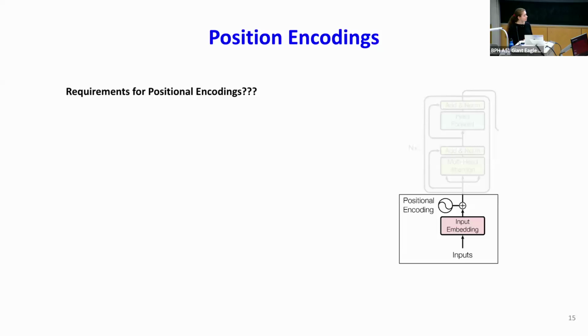Yes, a quick question. What would be the requirements for positional encoding? What do we need? What would be the properties of this positional encoding to make sure it incorporates and accounts for the relative position of the word? Basically, what was discussed in the previous lecture. I'm sorry, I don't know.